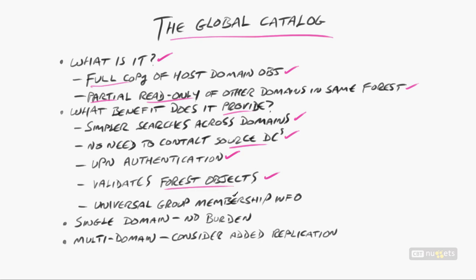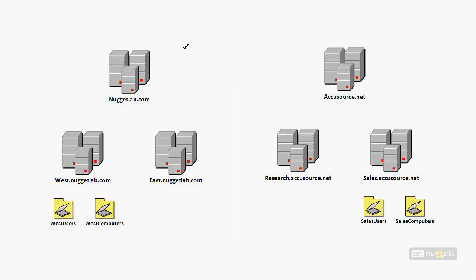It just looks up items that are in the global catalog to identify whether or not it's a legitimate object somewhere else in that forest. And then universal group membership information is also very important. We'll talk more about groups at a later point in time, but the basic idea here is I can create what's called a universal group, and it can contain objects from my own domain as well as objects from any other domain in the forest.